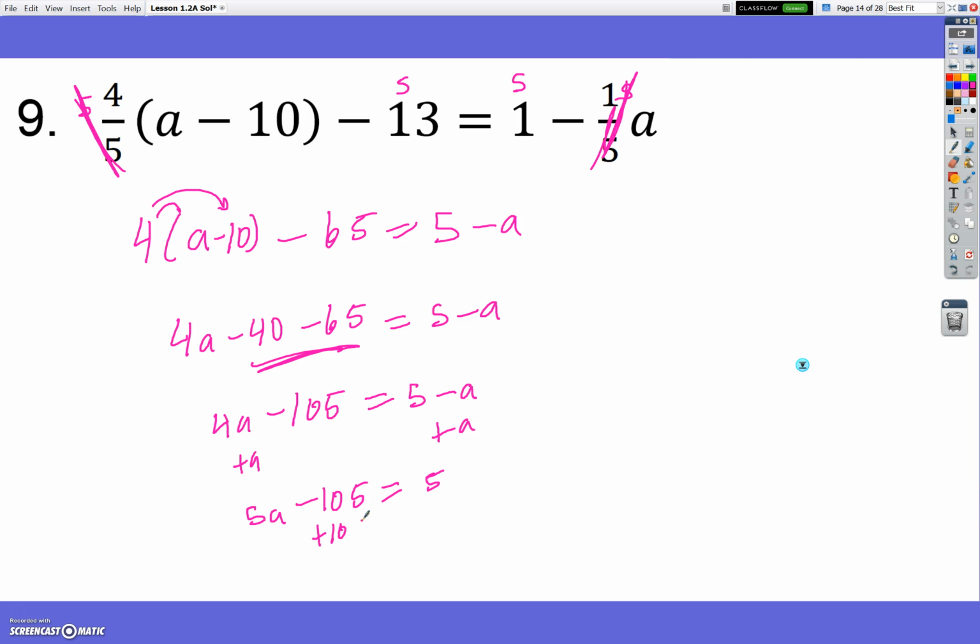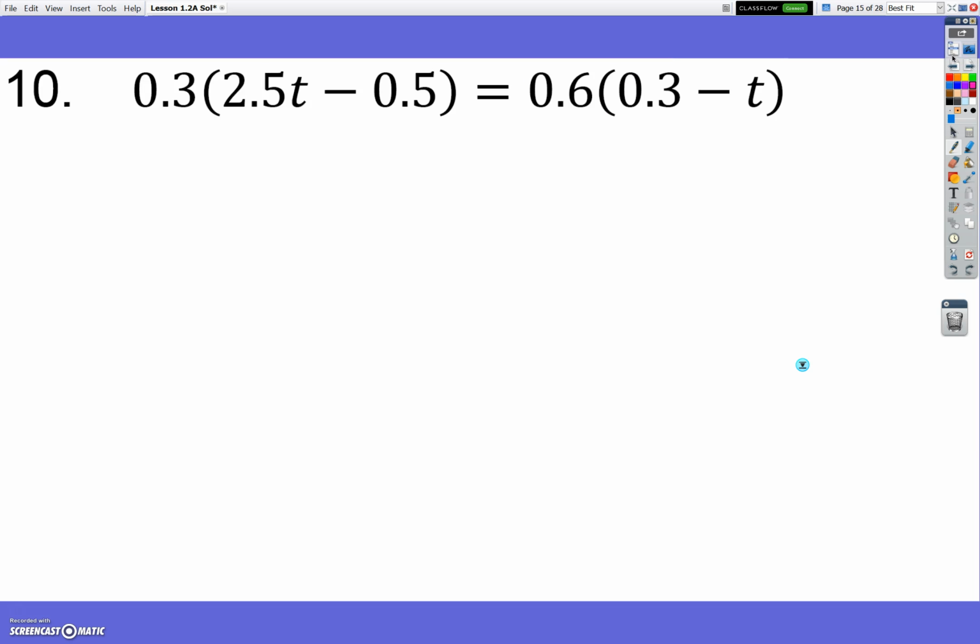Last step, I'm going to add 105 on both sides, and that's going to give me 5a is equal to 110. When I divide both sides by 5, I'm going to get an answer of 22. So a equals 22. And let's look at the last one.